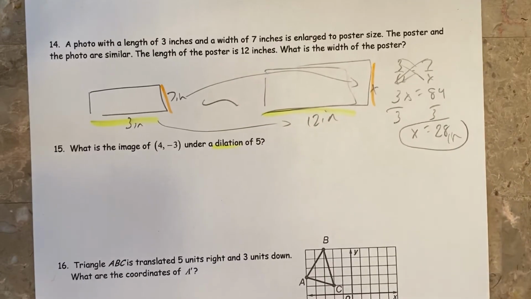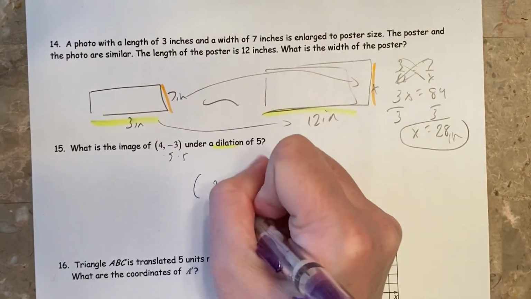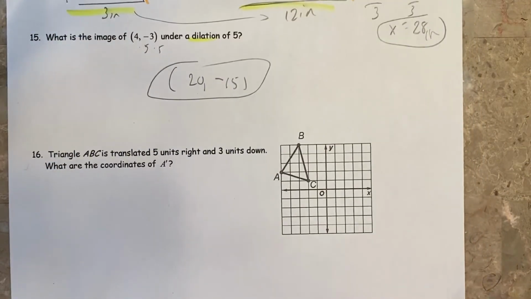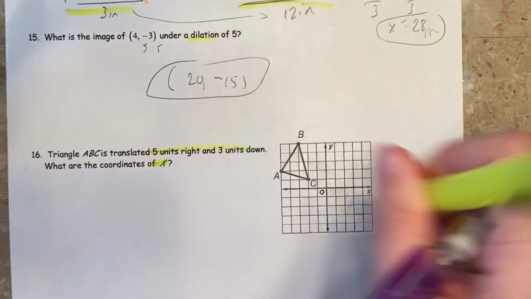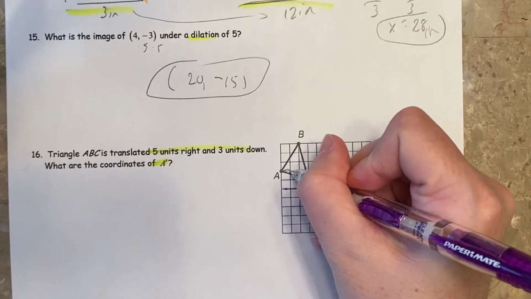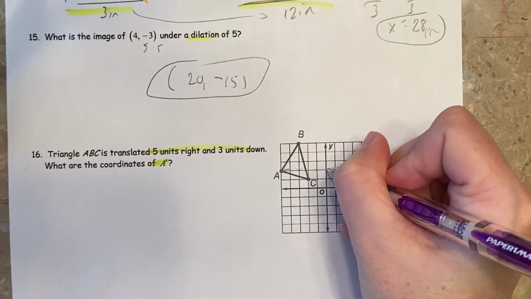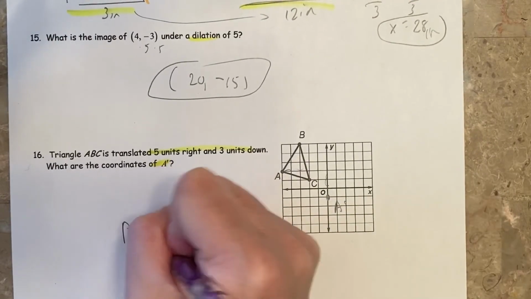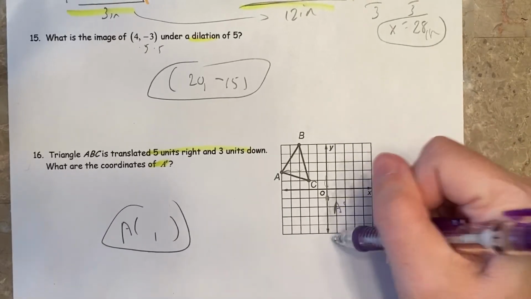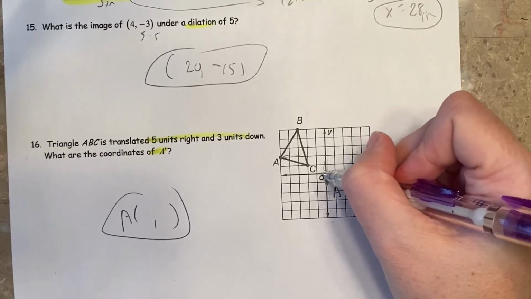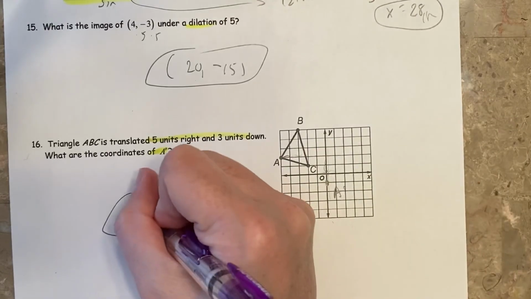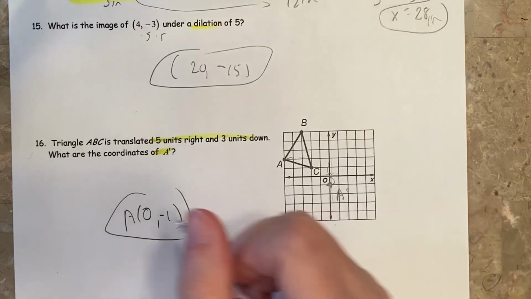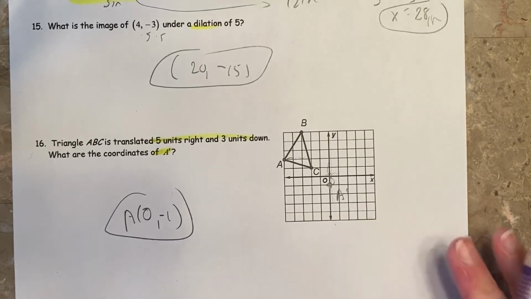Dilation again is multiply. So multiply both of these by 5. You should get 20 and -15. And then our last one, we know we're only going to move A prime, so I'll just do that for this one. We're going to go 5 to the right. 1, 2, 3, 4, 5. 3 down. 1, 2, 3. Oh, this is a tough one. Okay, it lands right on the y-axis. So you did not move to the left and you did not move to the right. So the x is going to be 0 and this y is going to be -1, because this is 1 on the -y. So if you got (0, -1), you got it correct.